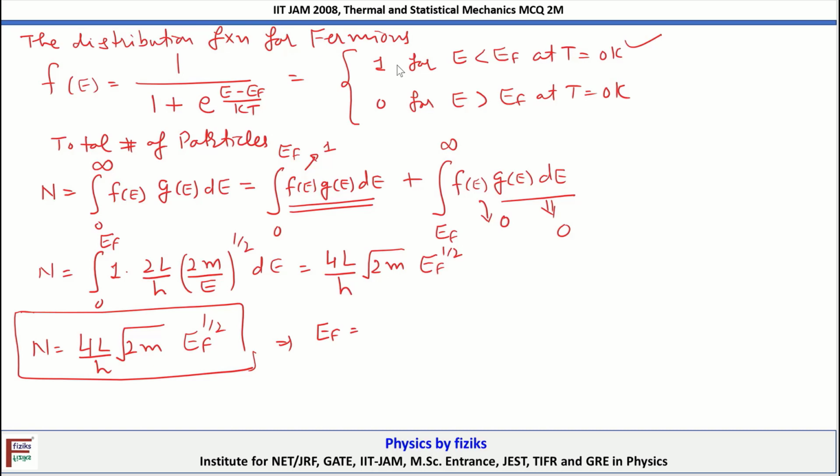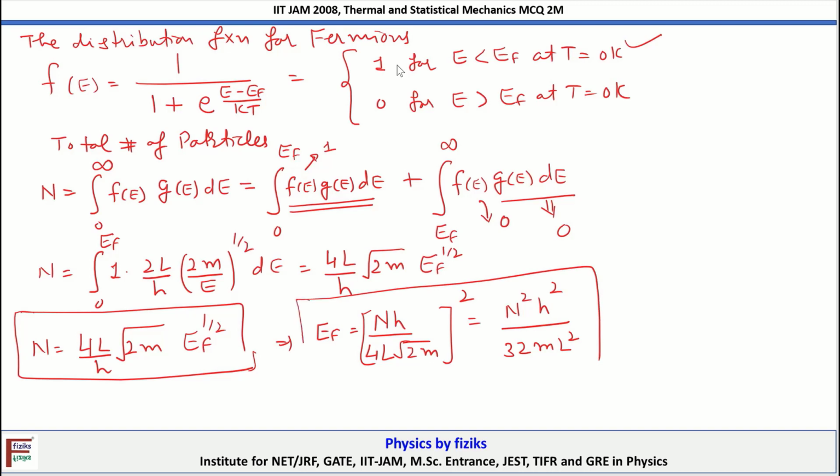From here we can invert this relationship and write the expression for the Fermi energy, which is equal to (Nh upon 4L) squared, divided by 2m, and this is nothing but N squared h squared upon 32 m L squared. So that is the expression for the Fermi energy.